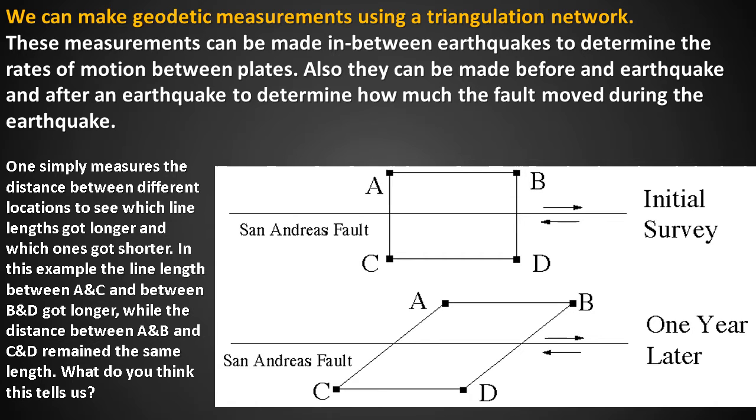One simply measures the distance between different locations to see which line lengths got longer and which ones got shorter. For example, in this example, the line length between A and C and between B and D got longer, while the distances between A and B and C and D remained the same length. What do you think this tells us?